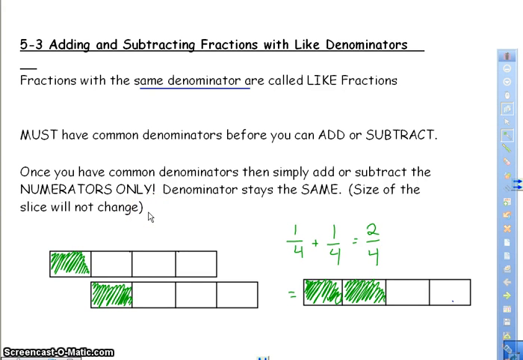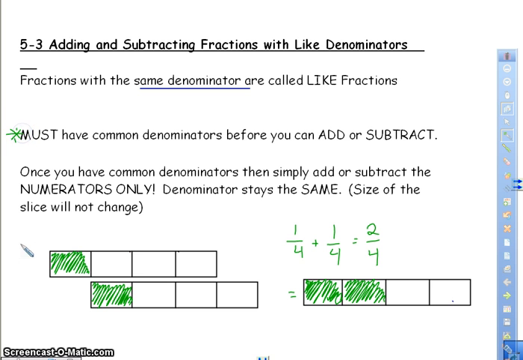Thank you for watching Section 5.3, Adding and Subtracting Fractions with Like Denominators. You'll see that today we're doing like denominators and tomorrow we're doing unlike denominators. The rules are semi-similar, but the rule for adding or subtracting numbers with like denominators is that you must have a common denominator.